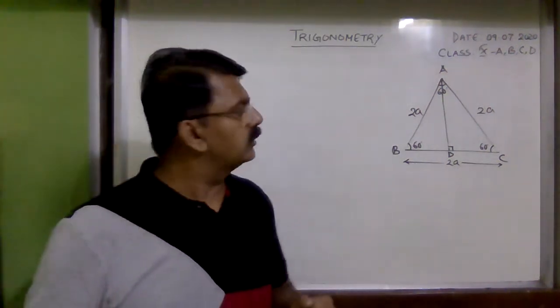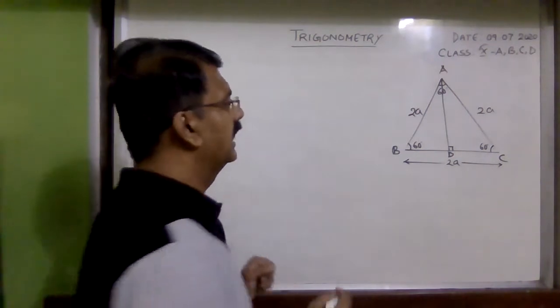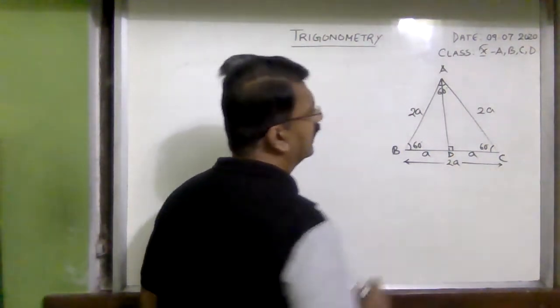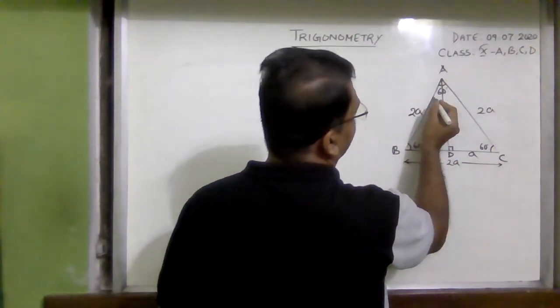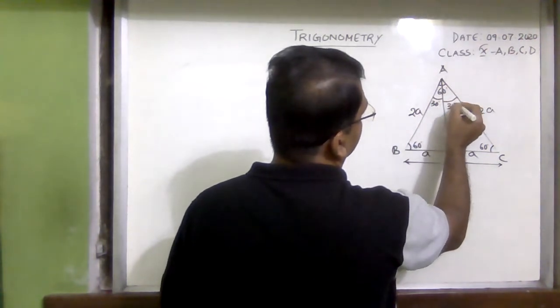Now you know in an equilateral triangle when we drop a perpendicular from the vertex on the base, it bisects the base. Means this side is small a and this is also small a. Clear? And it bisects the vertex angle also. That means this angle is 30 degree and this angle is also 30 degree.